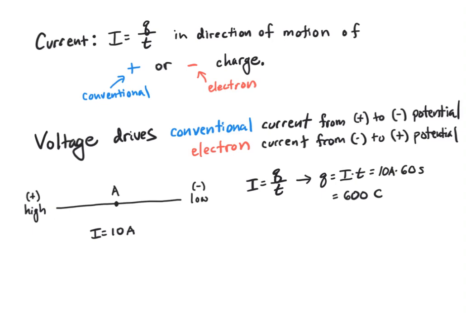It's worth pointing out that 600 coulombs is an absolutely monumental amount of charge. 1 coulomb is a large amount of charge. 600 coulombs is total. But 10 amps is a reasonable amount of current. And 1 minute is not a long time to have current flowing. So what's going on with this huge amount of charge?